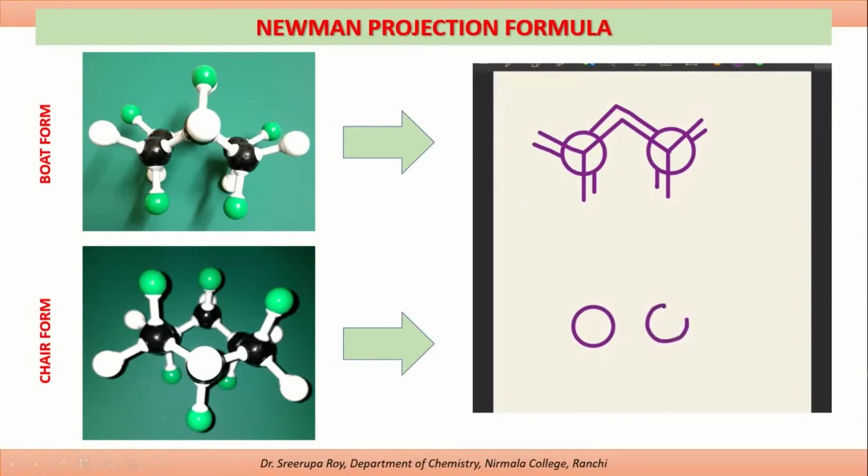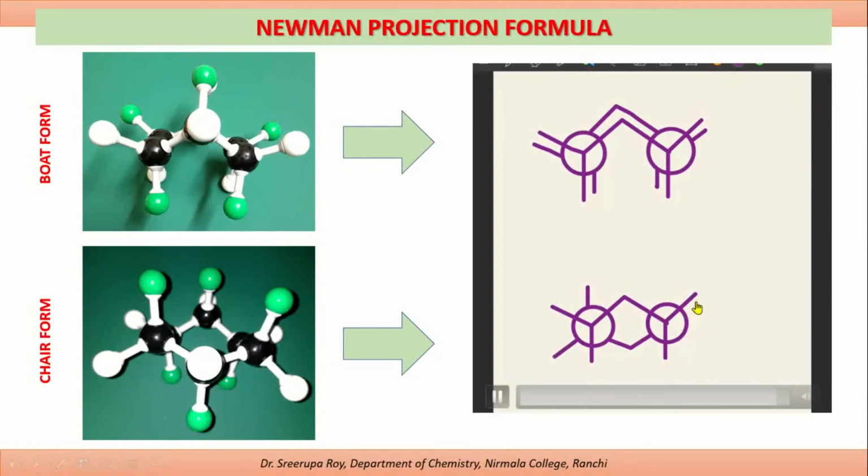Thereafter, in the chair form, the two circles depict the two eclipsed carbons. This point is for one of the staggered carbons. This point shows this another staggered carbon, while the remaining lines show bonds with hydrogen atom. I again recommend you to pause this video and practice writing the Newman projection formula for the boat and the chair forms as many times as possible.